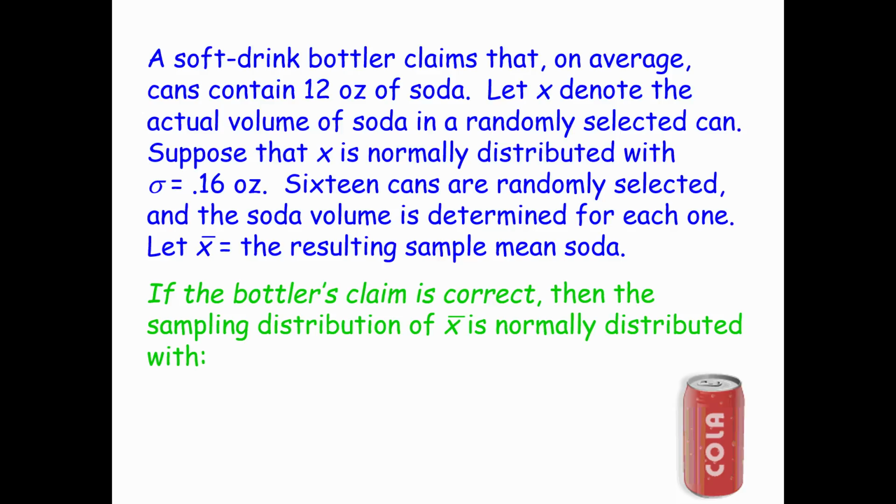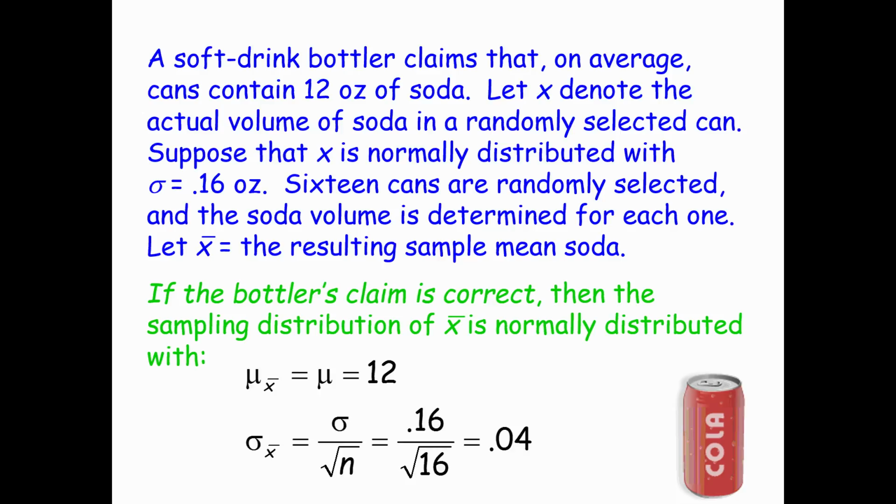So if the bottler's claim is correct, then the sampling distribution of X bar is normally distributed with a mean of 12 and a standard deviation of 0.4 divided by the square root of the sample size, because again, this is the population and this is the sample size. So when you figure out this formula, you should have in those 16 cans a mean of 12 and a standard deviation of 0.04.